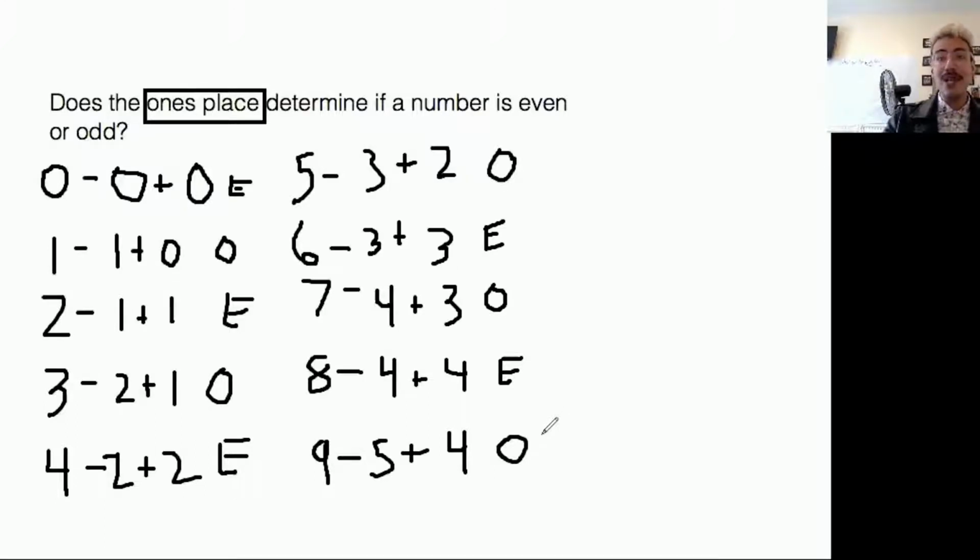As I can see, when I look at the ones place, I have a very clear distinction of what is even and what is odd. So anything with a 0 is even, anything with a 1 in the ones place is odd, a 2 in the ones place is even, a 3 is odd, a 4 is even, a 5 is odd, a 6 is even, a 7 is odd, an 8 is even, and a 9 in the ones place is odd. So now that we did that, let's go on over and look at the tens.